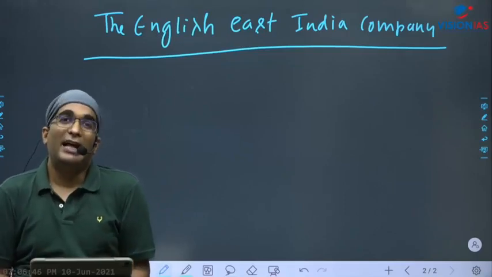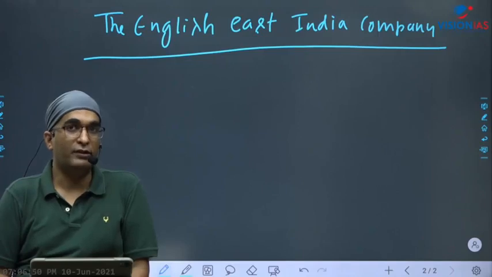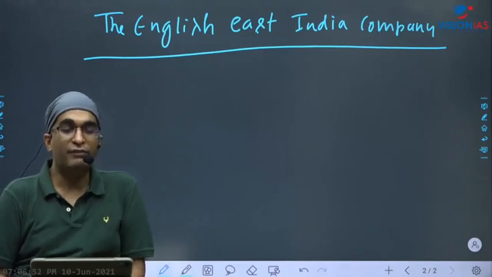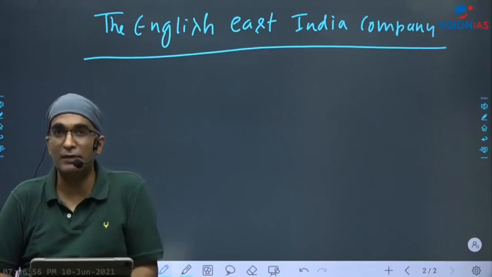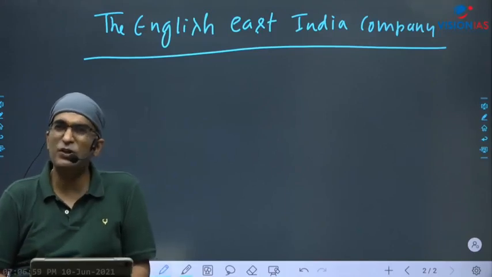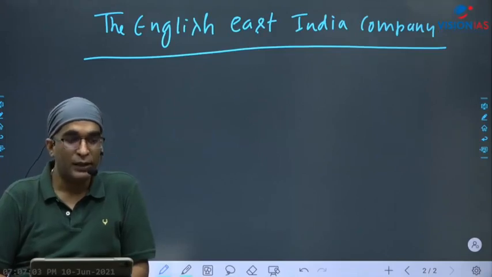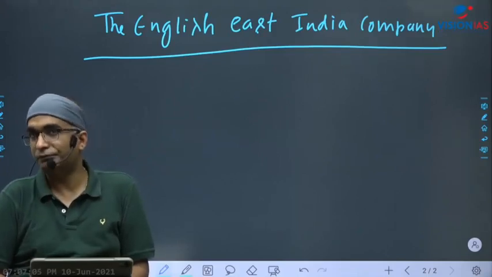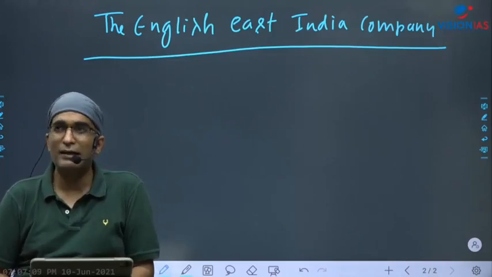Initially, in 1608, Sir William Hawkins came to the court of Jahangir. Though he was given a cordial reception and also given some Mansabdar status, he was not given much concession in terms of trading privileges. Then Sir William Hawkins went back, and in 1612 something happened.